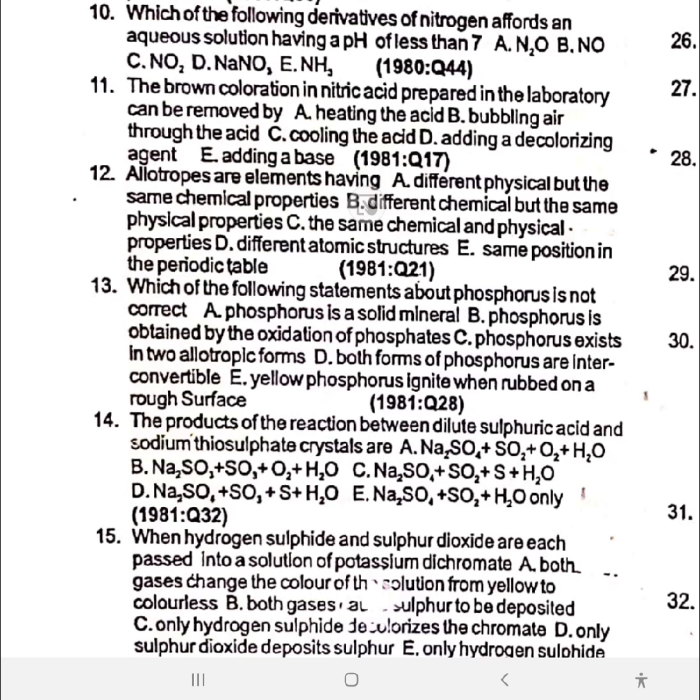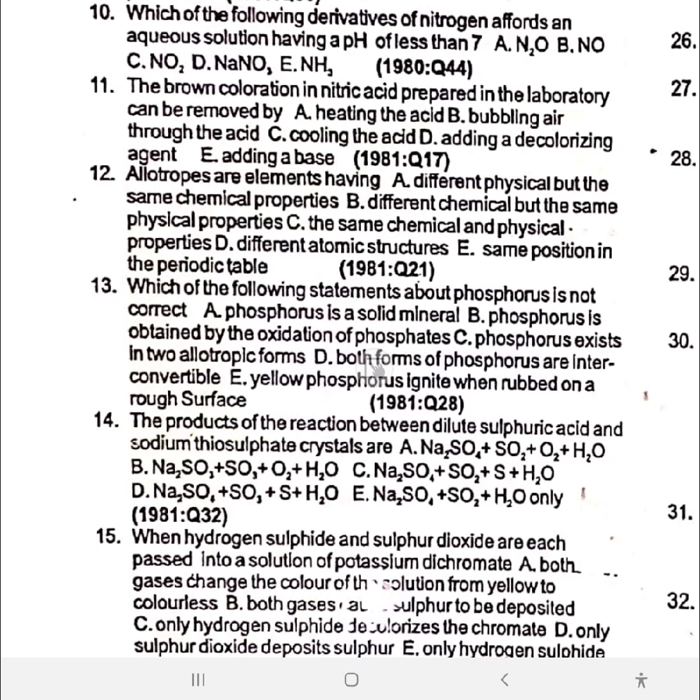So right, sulfur's allotropes are rhombic sulfur and monoclinic sulfur. These sulfurs are chemically the same, but exhibit different physical properties. That's what they call allotropes. Okay, so go back to number 12. Allotropes are elements having option A, different physical states but the same chemical properties. 12 is option A. So carbon and sulfur exhibit allotropy.